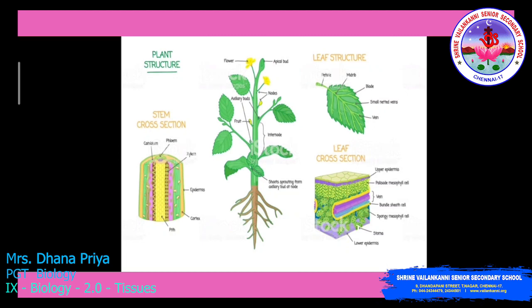Here you can see the plant structure. Here we show a leaf structure, a stem cross section and a leaf cross section to see the inner part of the leaf, that is anatomy. So when you study the inner part, we refer to the term as anatomy. So we are going to study about the tissues.